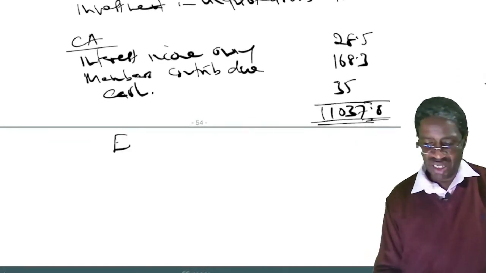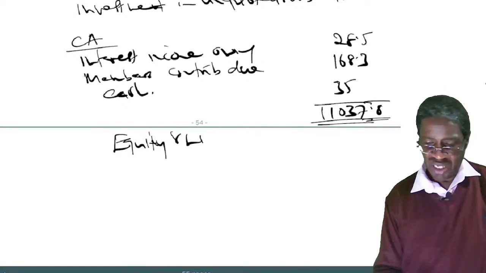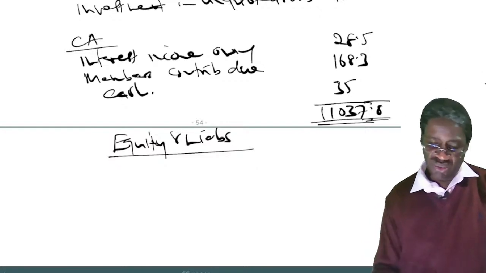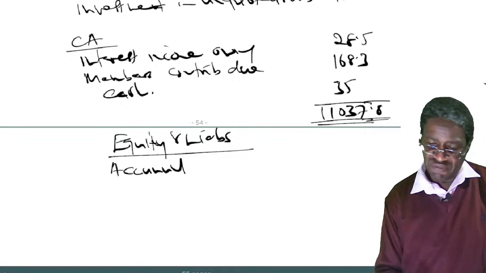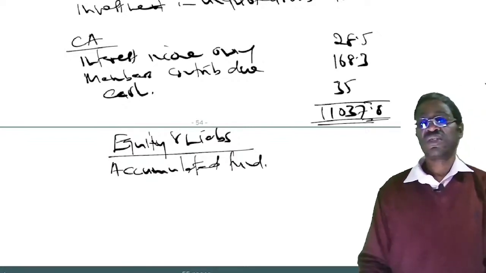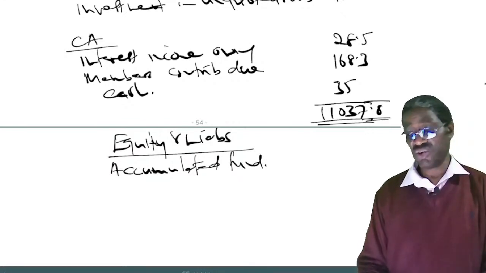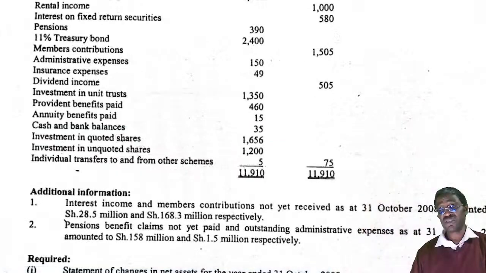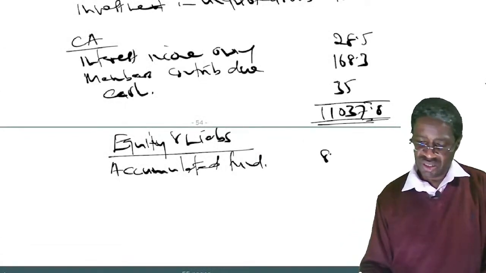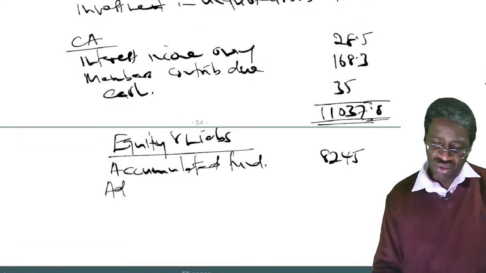Then we now can come and see equity and liabilities. For equity, we start with what they have called accumulated fund. I told you they don't call theirs capital. They call it accumulated fund. And according to the trial balance, how much was the accumulated fund? I think it was the first item in the trial balance. Yes, it is 8,245. Put it. Then I told you, now add the surplus.